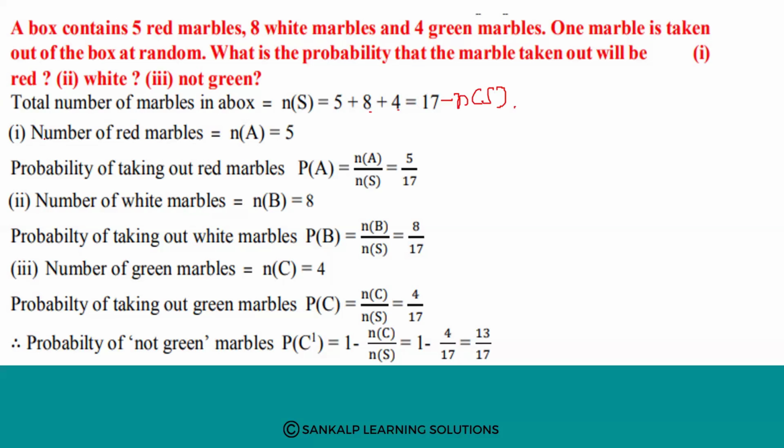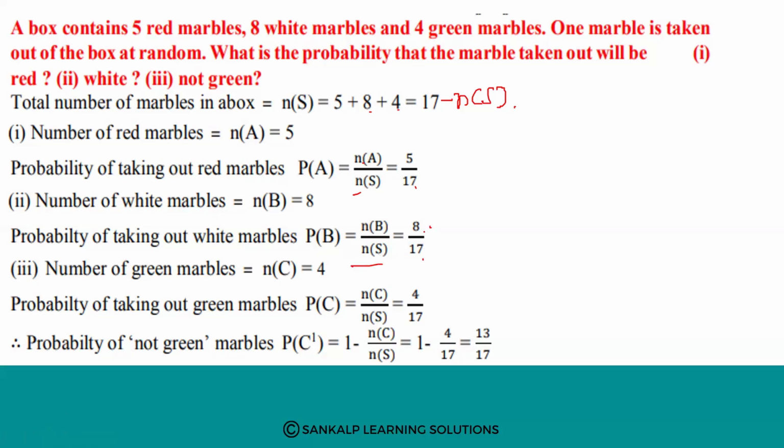So first, the number of red marbles. How many red marbles are there? 5. That means the number of red marbles, n of A, is equal to 5. Probability of taking out a red marble, P of A, is equal to n of A divided by n of S. n of A is 5, n of S is 17. So 5 divided by 17 is the probability of taking a red marble. Next, white marbles. The number of white marbles, n of B, is equal to 8. So the probability of taking out a white marble, P of B, is n of B divided by n of S, 8 divided by 17, right?